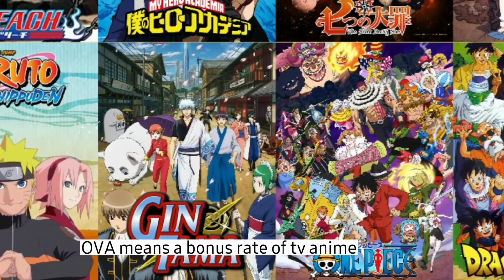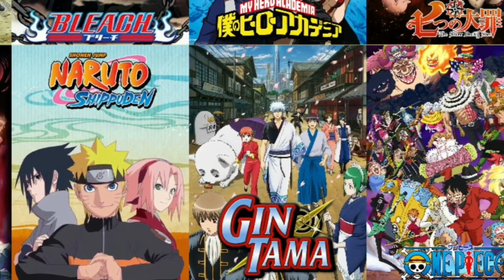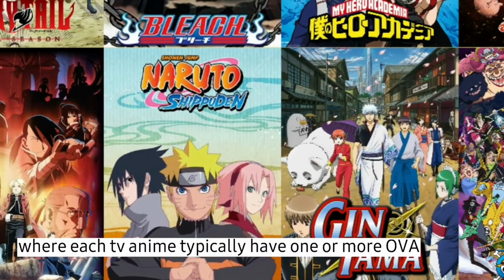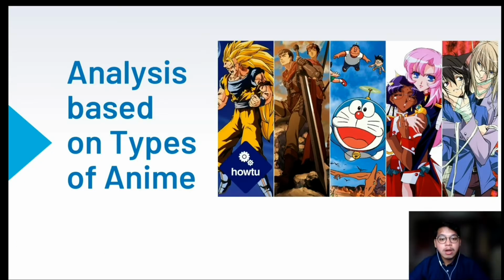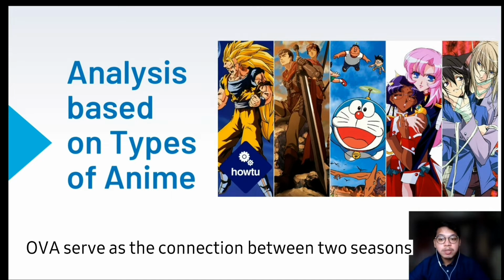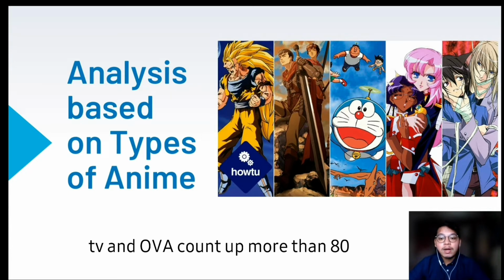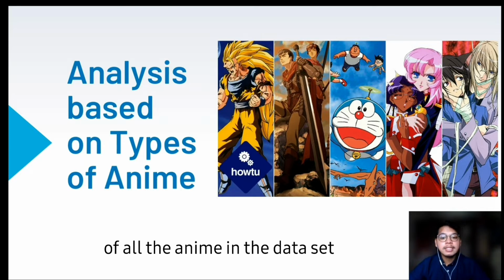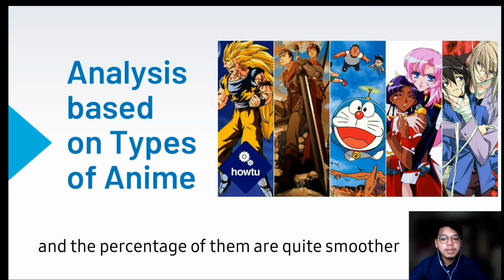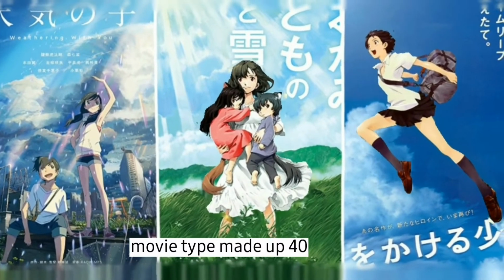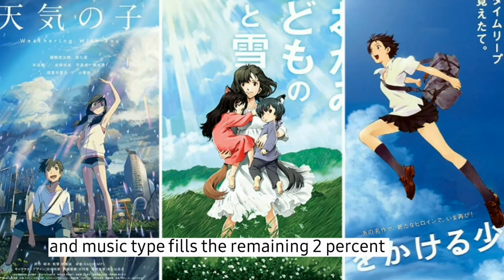OVA means a bonus track of TV anime where each TV anime typically has one or more OVAs. OVA serves as the connection between two seasons or simply an addition to the regular TV anime content. TV and OVA count up more than 80% of all the animes in the dataset, and the percentages of them are quite similar. Movie type made up 40% and music type fills the remaining 2%.